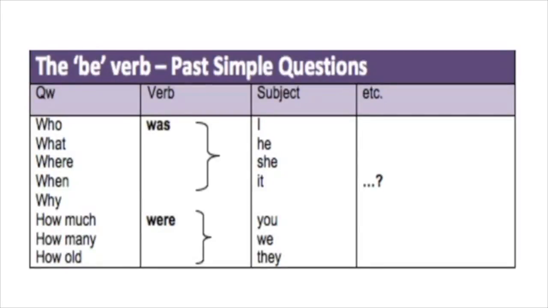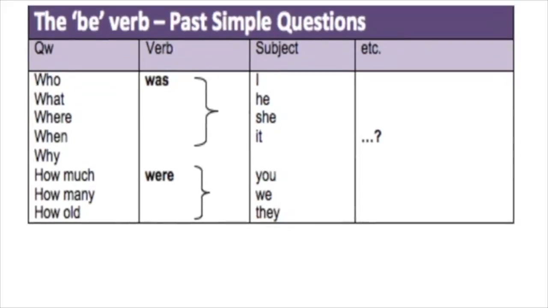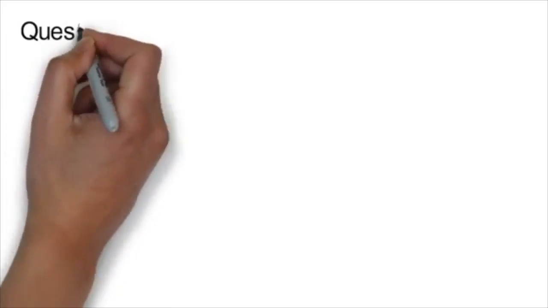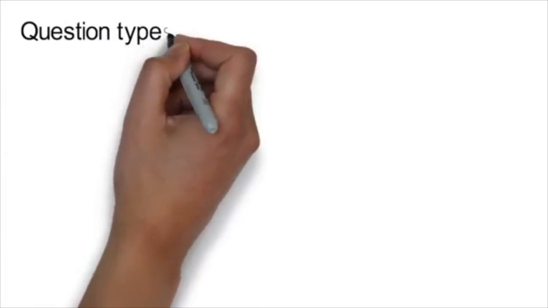The first word in the question is the question word. Then the verb to be follows. The subject comes next. Question word plus was or were plus subject. Let's look at some of these question types.